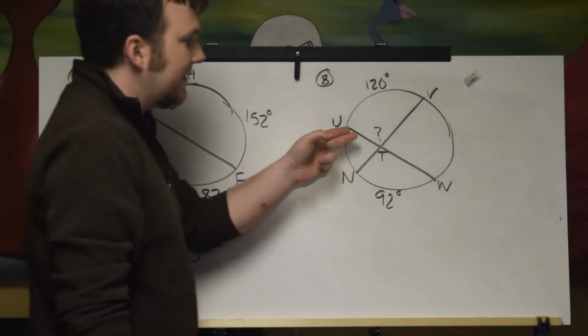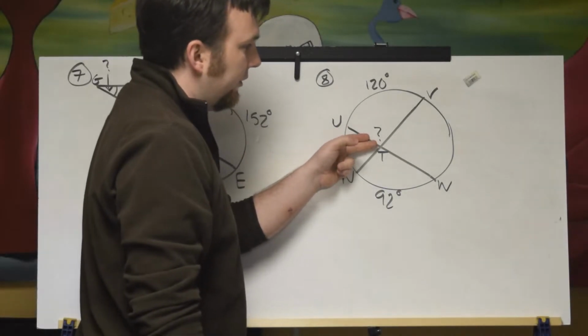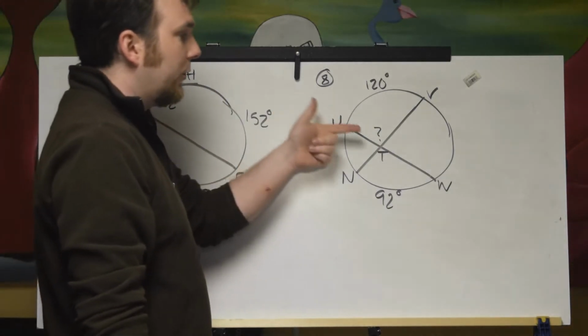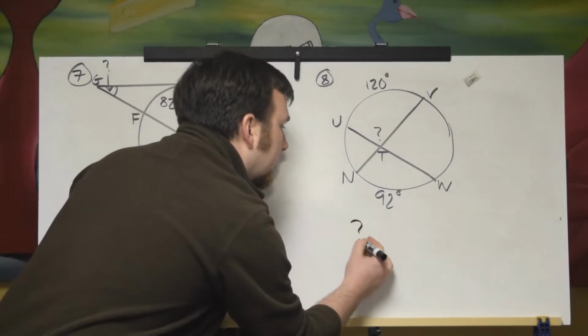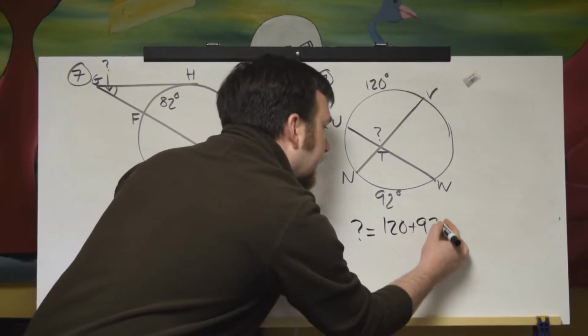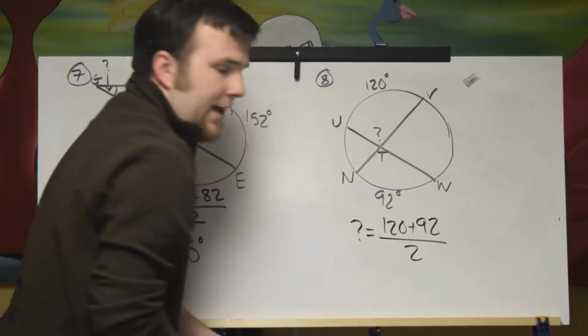Number 8 is an interior angle. This is the first one we've seen on the review. That's similar to exterior, but when it's on the inside, you are going to add. So 120 plus 92, and then we'll take half of it.